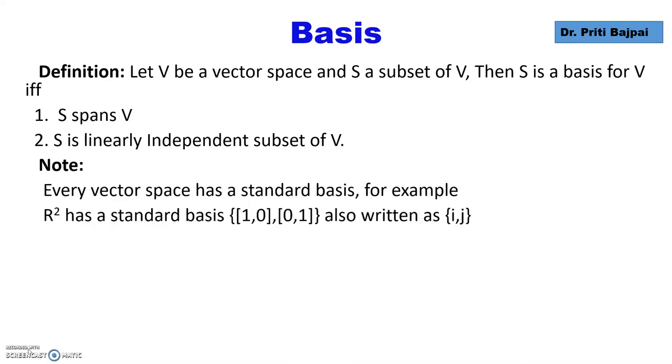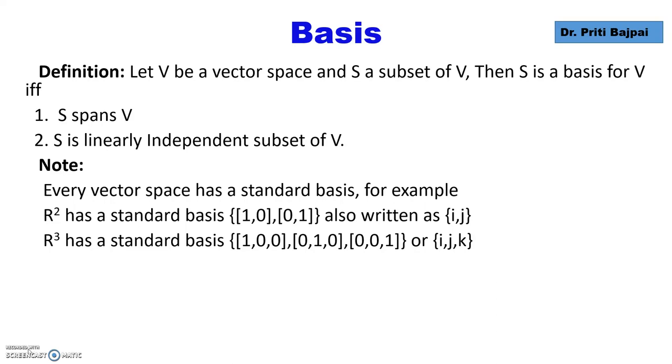Every vector space will have a standard basis. For example, if we take R2, it has a standard basis (1, 0), (0, 1). There are two vectors in this. We also write it as i, j. We can test that these two vectors are linearly independent and they span R2.